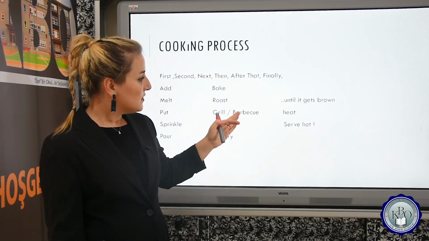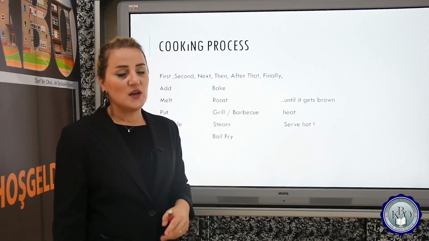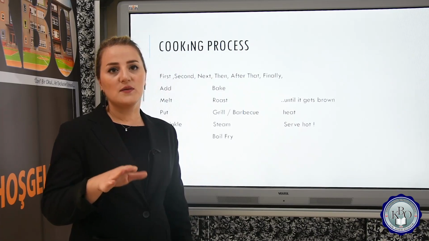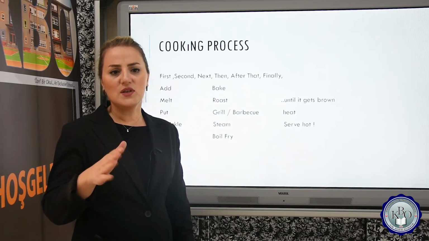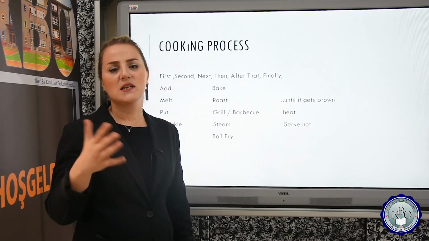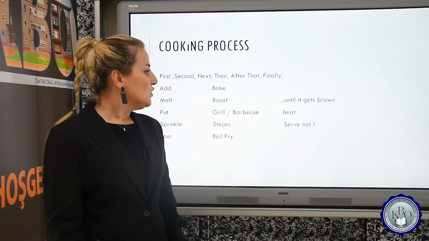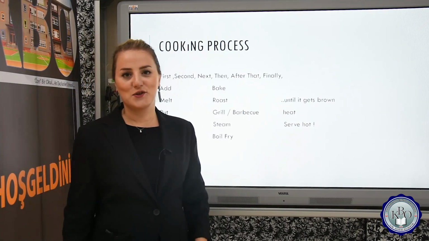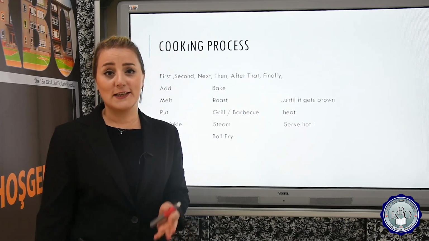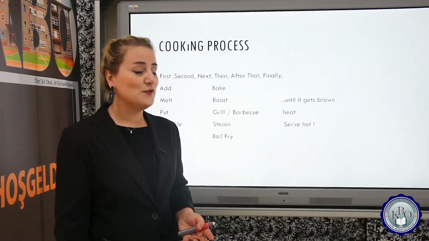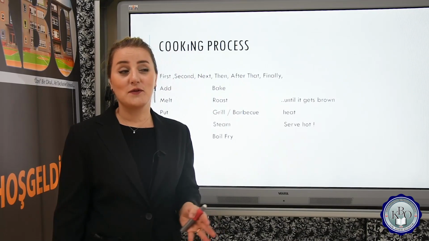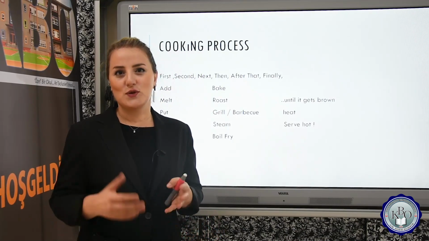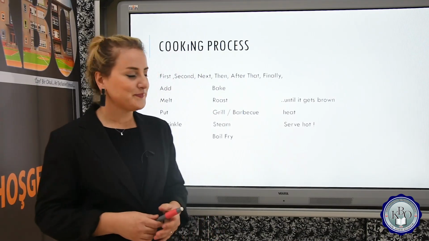And we have got some structures here: until it gets brown. So if you, for example, cook an omelette, you should flip it over when it's getting brown. So heat, you need heat to cook something, of course. It's the hotness of your stove. And serve hot. You should serve some food hot. For example, soup. You should serve a soup hot.